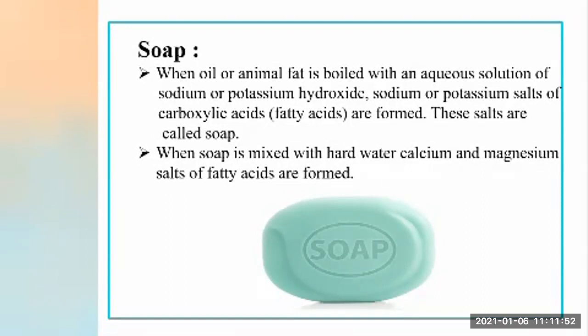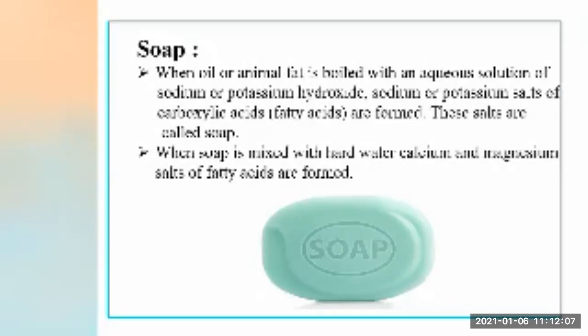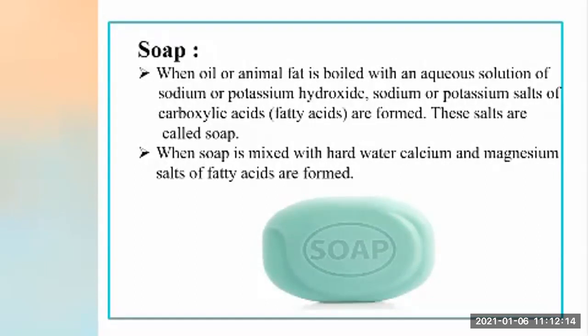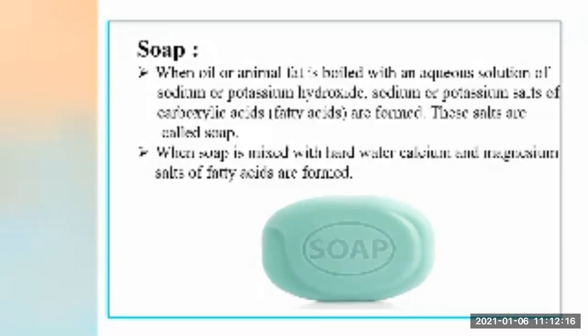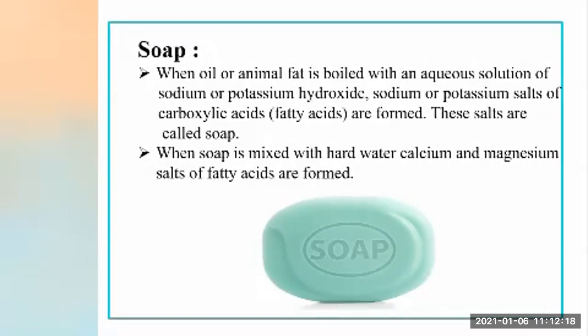When oil or animal fat is boiled with an aqueous solution of sodium or potassium hydroxide, sodium or potassium salts of carboxylic acid, fatty acids, are formed. These salts are called soap. Now you will say, ma'am, you have just read it, we don't understand anything. Okay, I'll explain to you. Now see, when oils or animal fats are boiled, they are boiled with what?